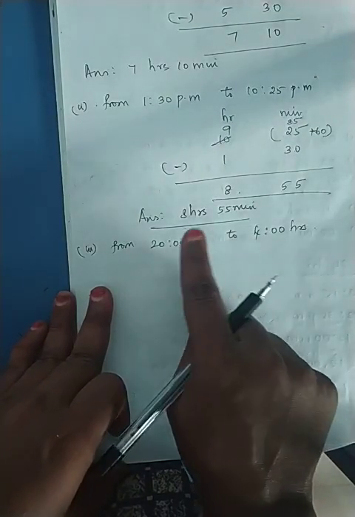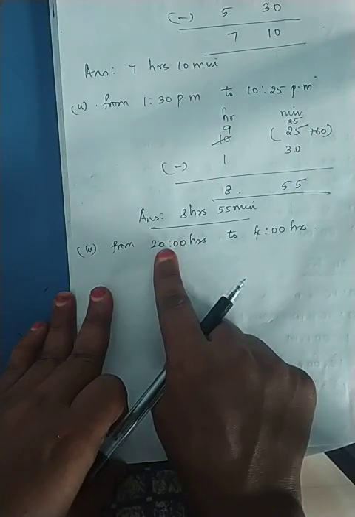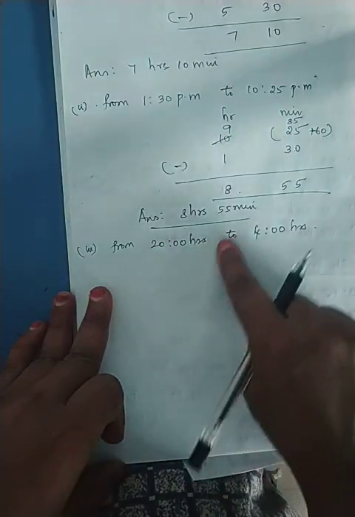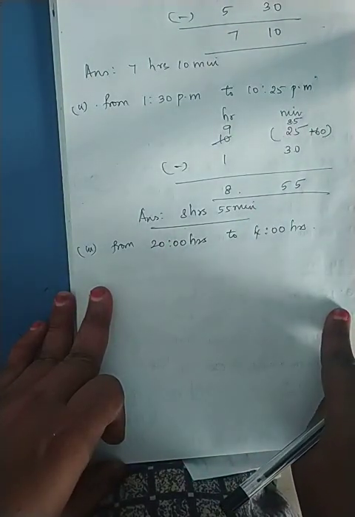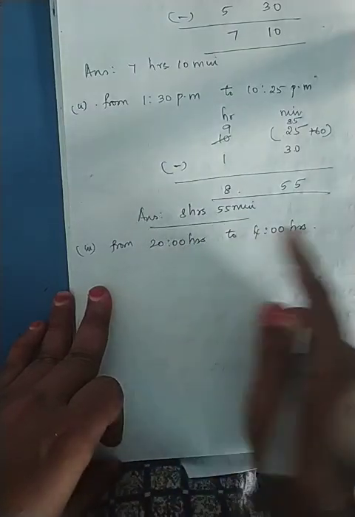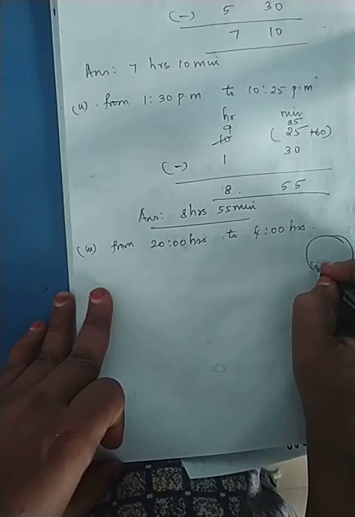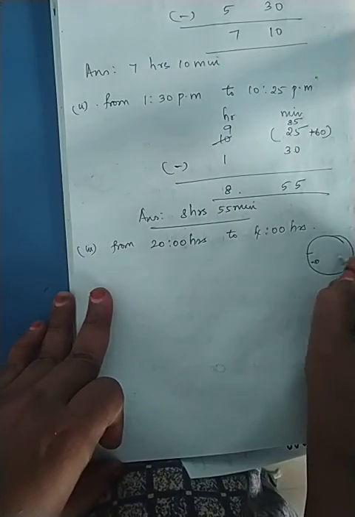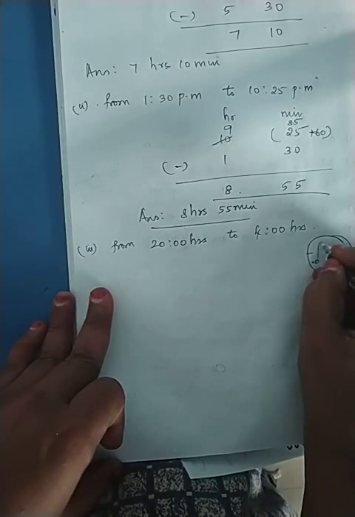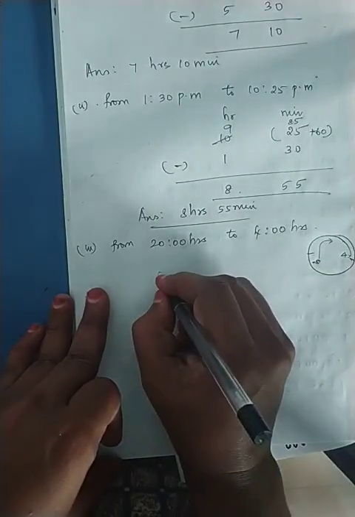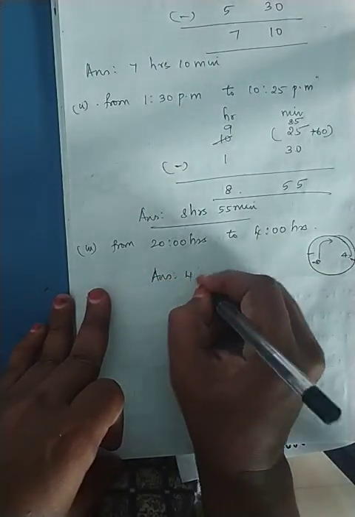No, this is from 20 hours. So from night 8 o'clock till morning 4 o'clock. So how will you convert this? You can simply calculate it using the clock. 20 hours means 8 o'clock. So 8 till morning 4. So this is this 4 and this 4. So I can simply write my answer as 4 hours.